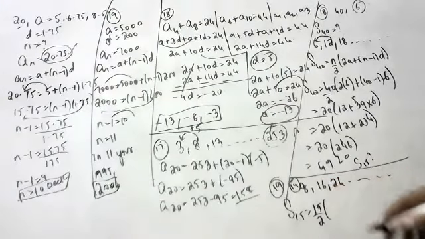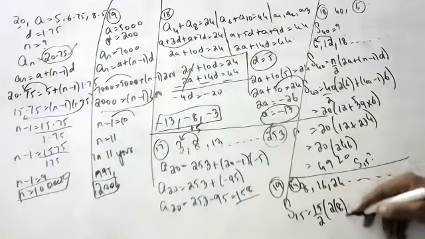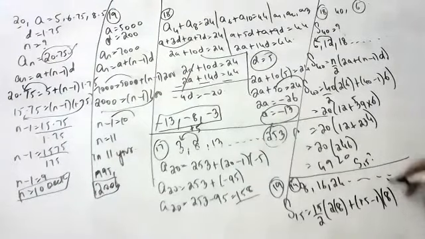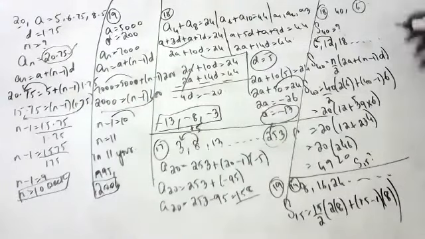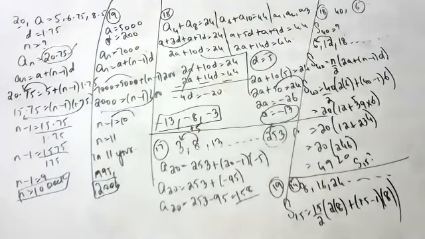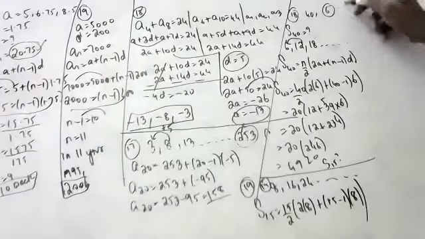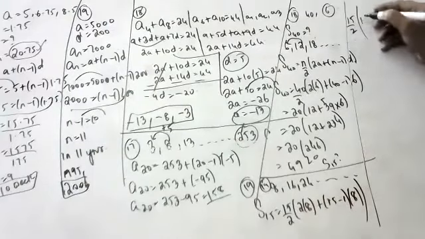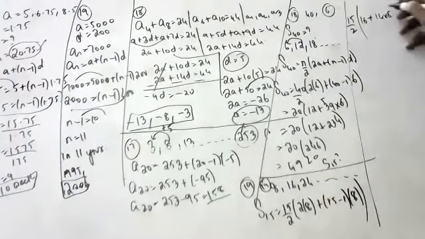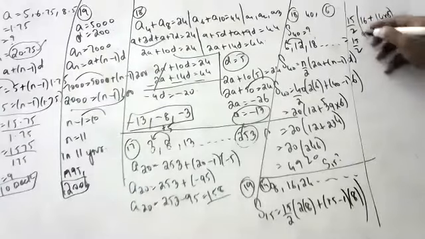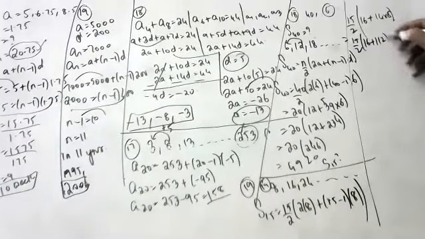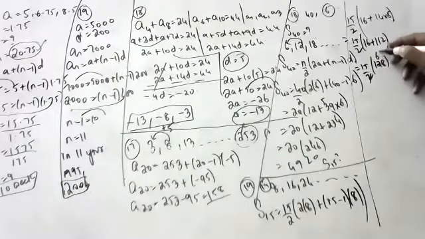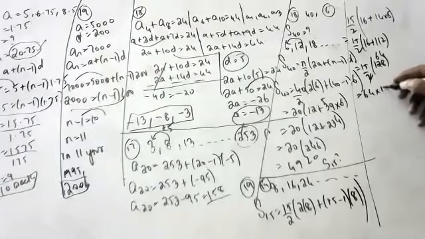S15 is equal to 15 by 2 into (2 into 8 plus (15 minus 1) into 8). So how much is that? 15 by 2 into (16 plus 14 into 8). 14 into 8 is 112. 15 by 2 into 128. 64. 960, sir.